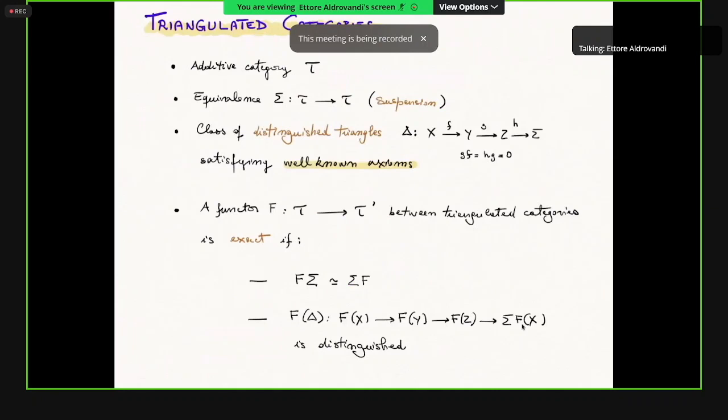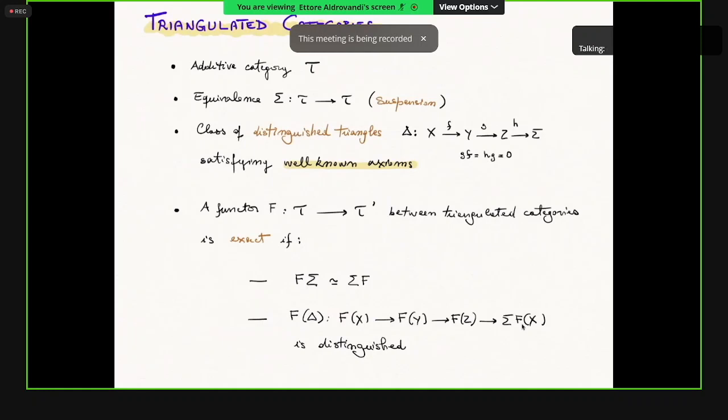And so getting to that, let me just quickly recall that a triangulated category is an additive category that has the following two extra classes of data. One is an equivalence, which is sometimes called the suspension. So it's another equivalence of T to itself.